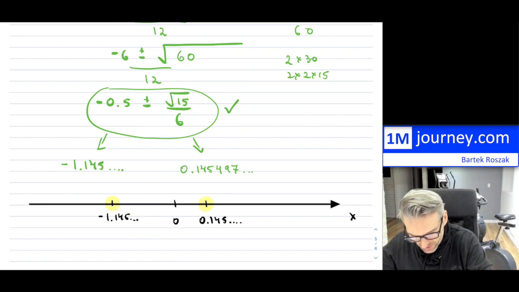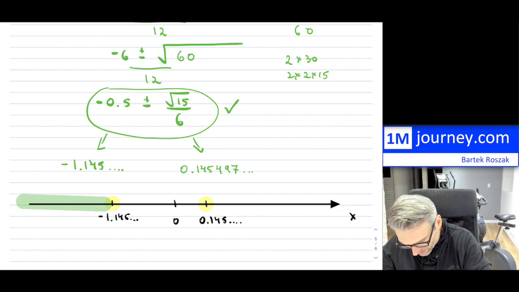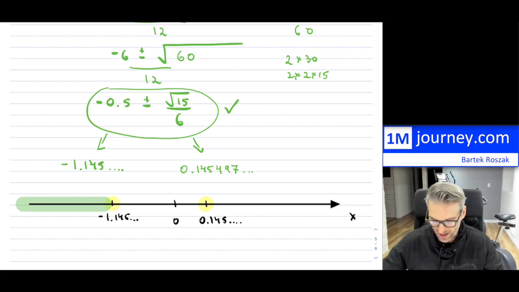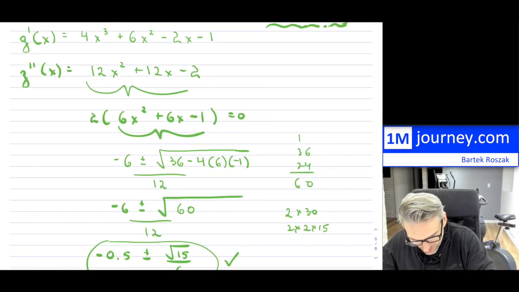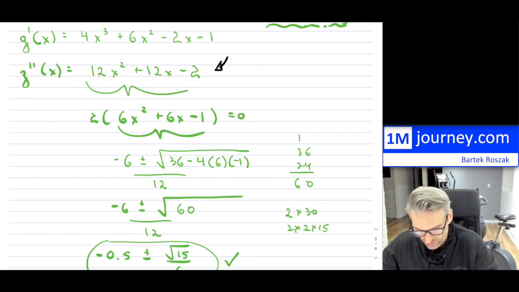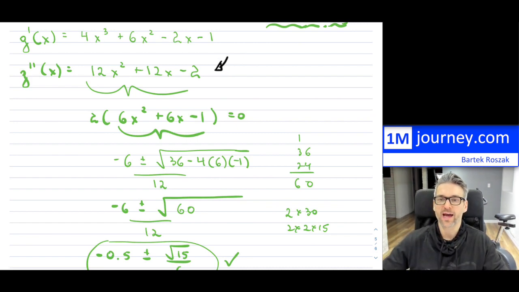So now I want to be able to see what happens to the left over here. I can substitute, for instance, negative 2 into my function. So if I substitute negative 2 into here, what will I get? Is it going to be positive or is it going to be negative? Okay, so let me substitute it and just check.